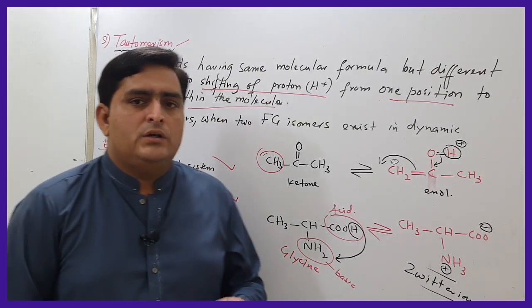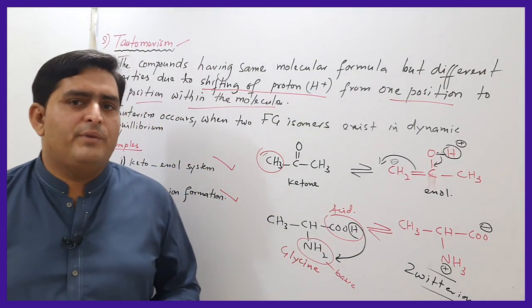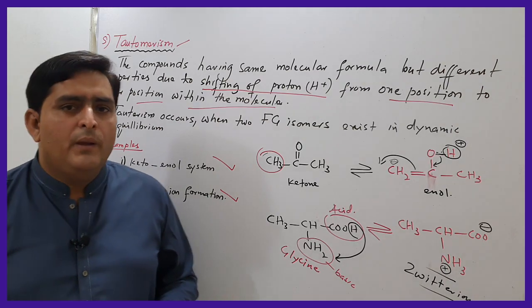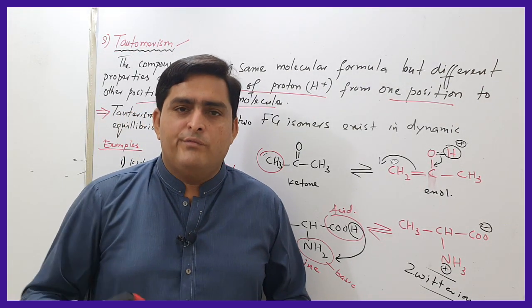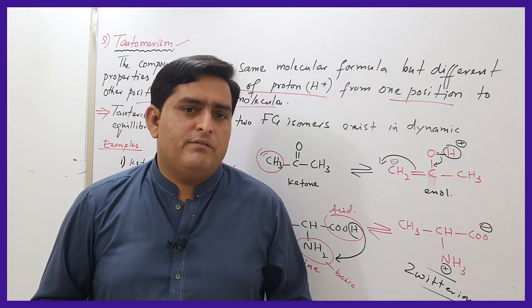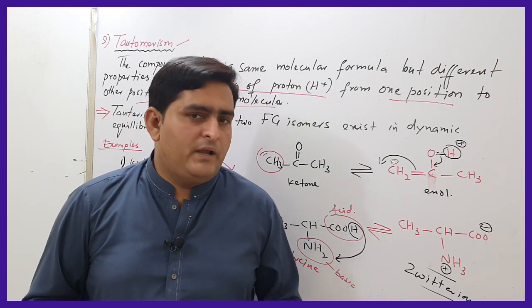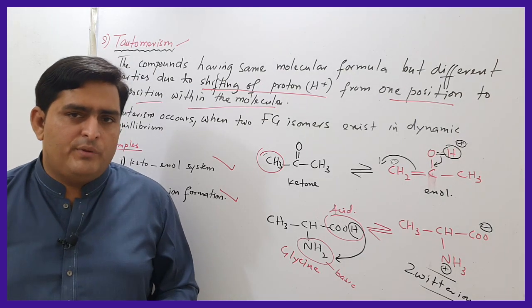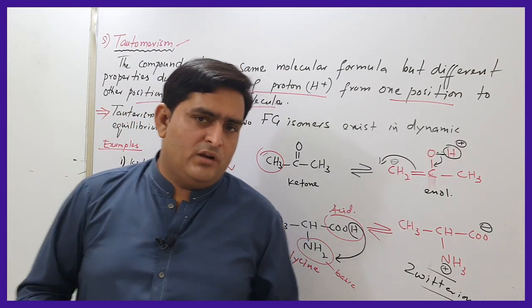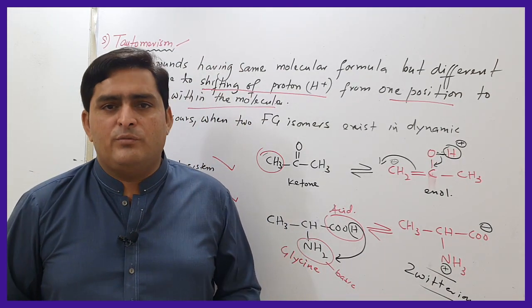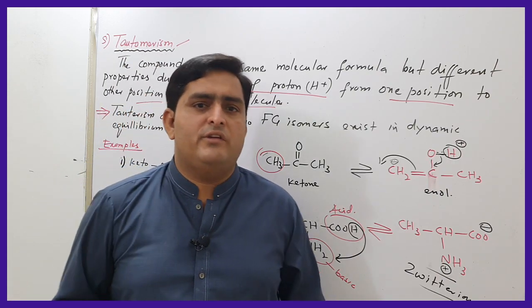We won't do geometrical isomerism and optical isomerism at this stage. We will do them in chapter number 10 when we do carbohydrates. There I will explain what optical isomerism is, what optical activity is, what a chiral carbon atom is, what geometrical isomerism is, and what cis isomerism or trans isomerism is.